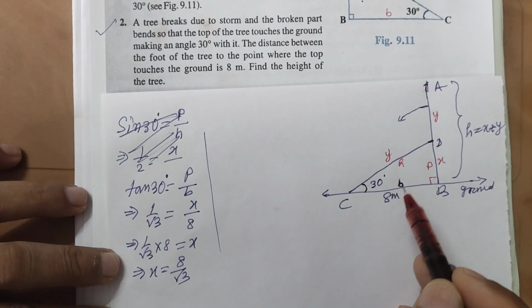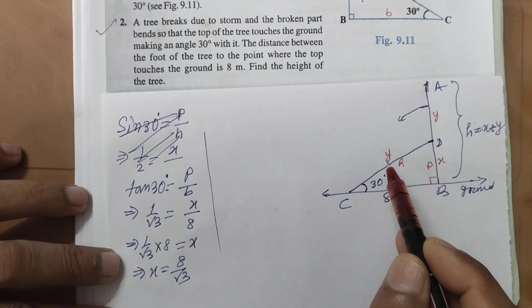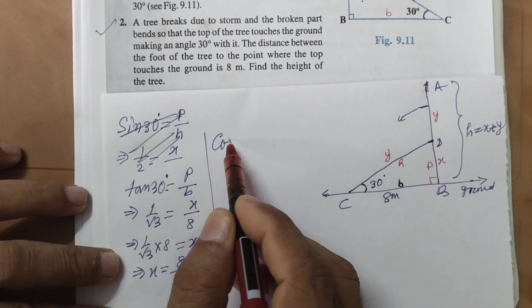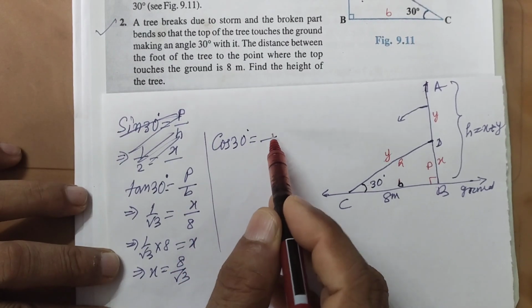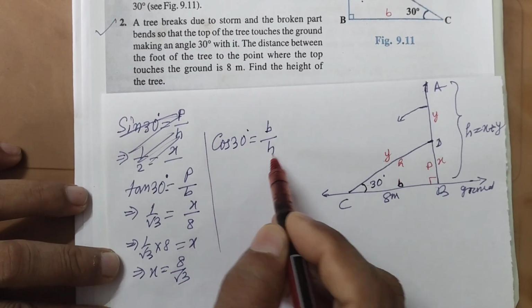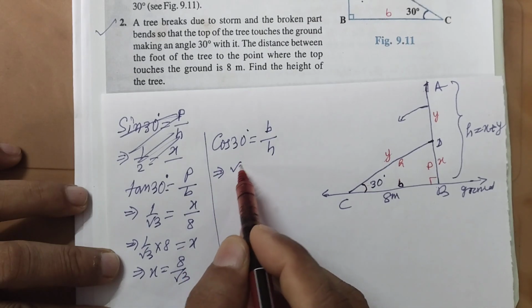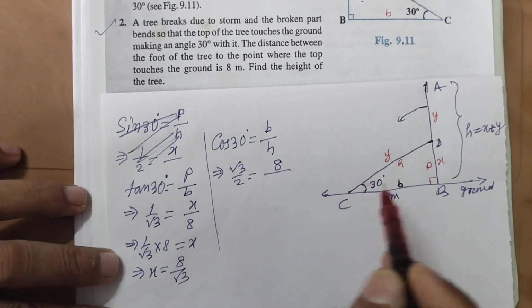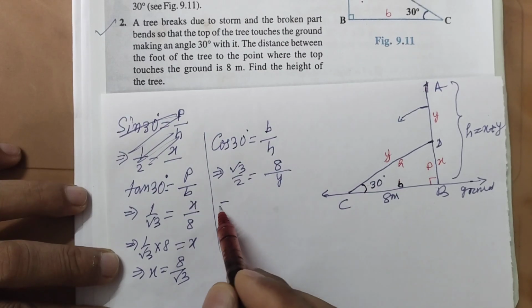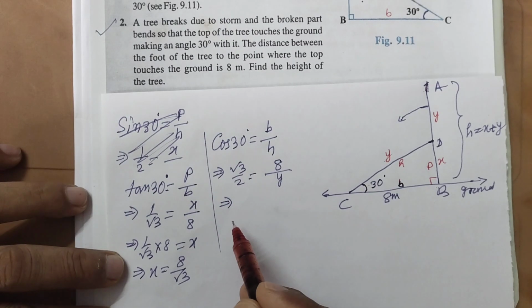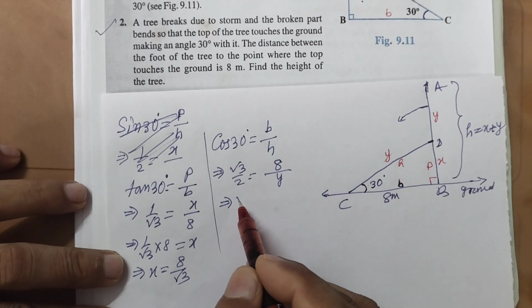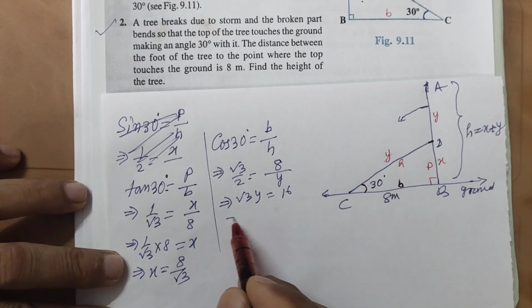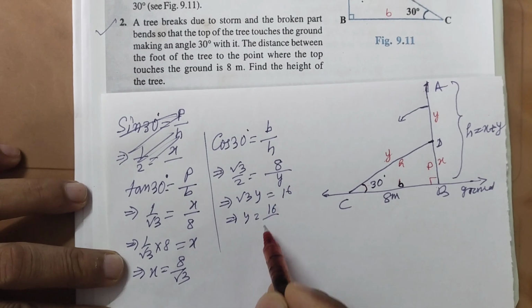Again I have to take another value, Y and 8. Y and 8 means hypotenuse and base. Hypotenuse and base is cos theta. Cos 30 degree is base by hypotenuse, B by H. Cos 30 value is root 3 by 2. Base how much? 8. Hypotenuse is Y. From here we can get the value of Y. So root 3 Y is equal to 8 into 2, which is 16. Y is equal to 16 by root 3.